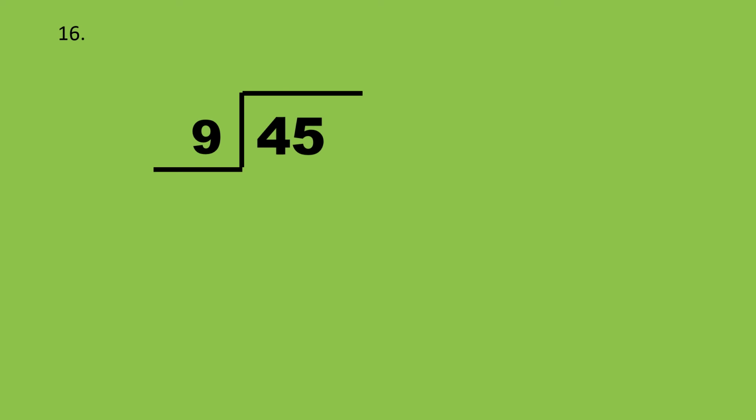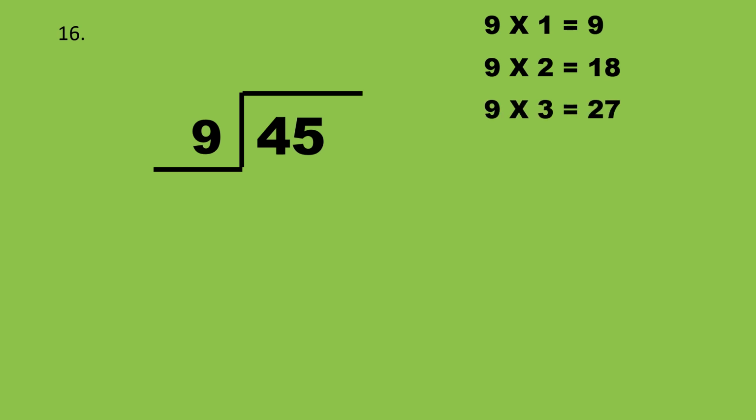It is number 16, 45 divided by 9. So which number do we have to divide? 45 by 9. So we will say the table of 9 till 45 comes. Clear? 9 ones are 9, 9 twos are 18, 9 threes are 27, 9 fours are 36, 9 fives are 45.